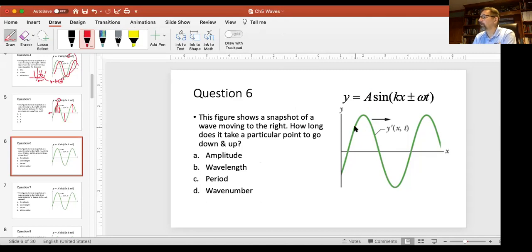And pick a point, that one right there. How long does it take for it to go up and down through a full cycle?